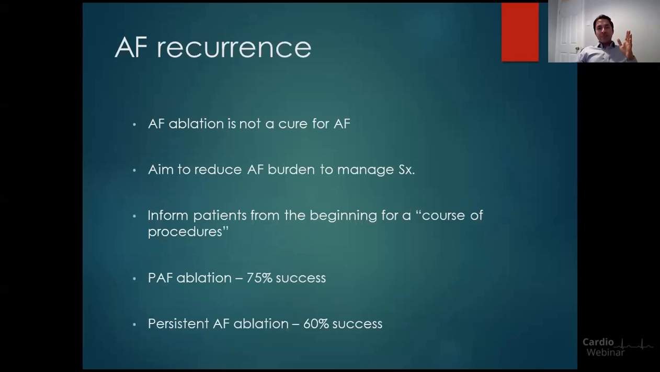The first thing to say is that AF ablation is not a cure of AF. AF ablation is not a cure for AF. When we refer patients for AVNRT ablation, for pathway ablation, for ventricular ectopy ablation, we go into it believing that we're going to cure them of that particular arrhythmia. When we go into an AF ablation, we do not go into curing them of atrial fibrillation. The aim is to reduce the burden of atrial fibrillation and manage their symptoms.